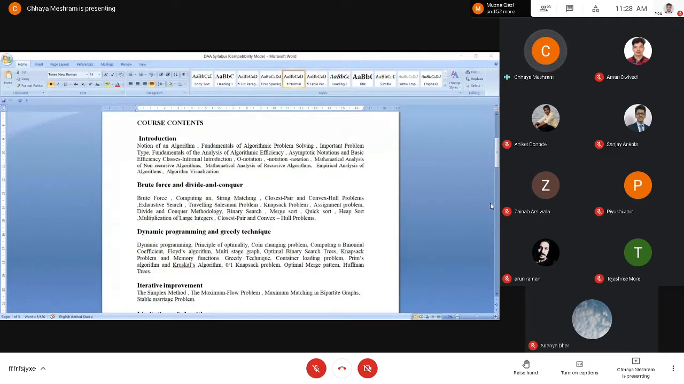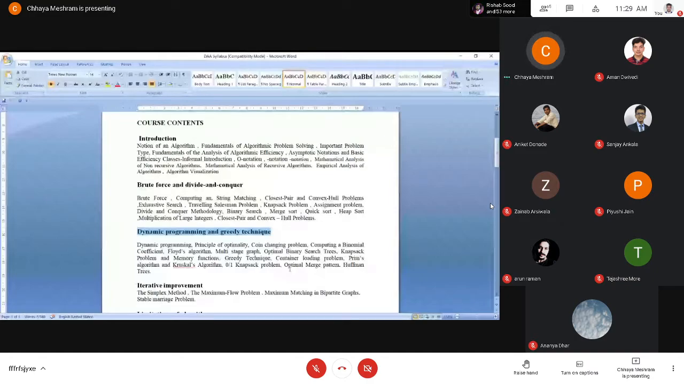So what we have to study here in our syllabus: the principle of optimality, the coin changing problem, computing a binomial coefficient, how to compute the binomial coefficient. Then under this dynamic programming, we have to study Floyd's algorithm, multi-stage graph, optimal binary search tree, knapsack problem, and the memory function.